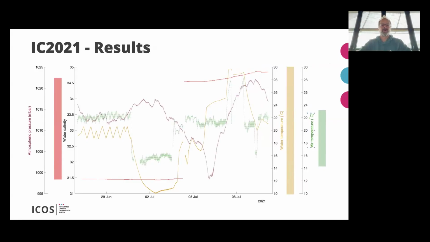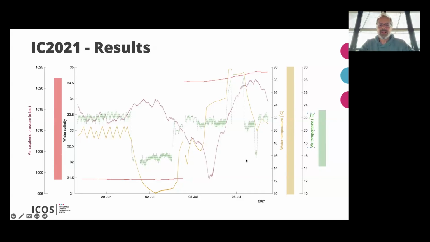If we look now at the next figures, we're getting closer to the real figures, just the auxiliary conditions here. You see here the atmospheric pressure, salinity, water temperature, and air temperature. Okay, atmospheric pressure, you can only do so much against it. The water salinity is the red line here. And you see in the first half, it was around 31, and then it was 34. This was due to a water exchange that had to happen in the middle of the experiment.